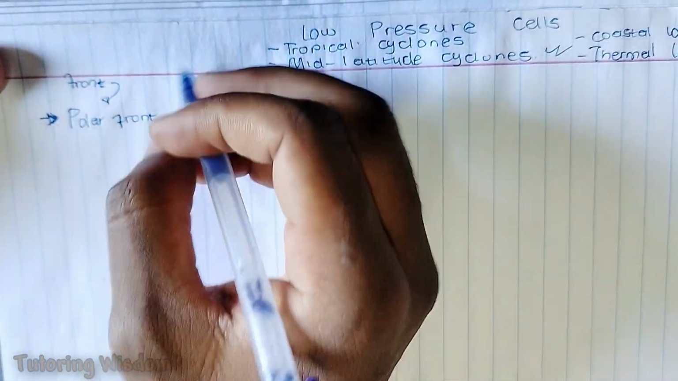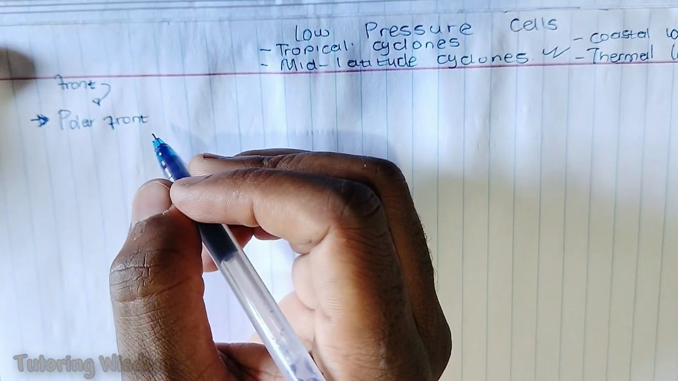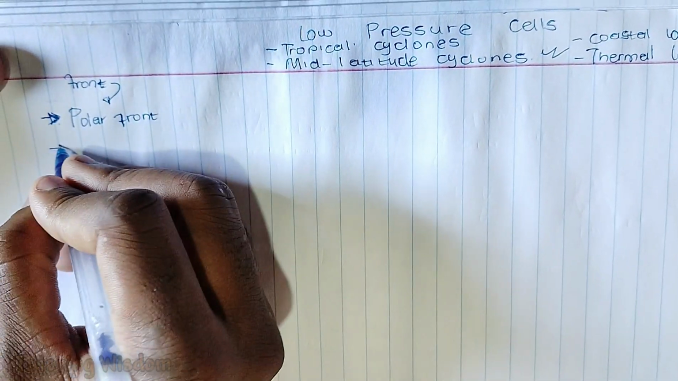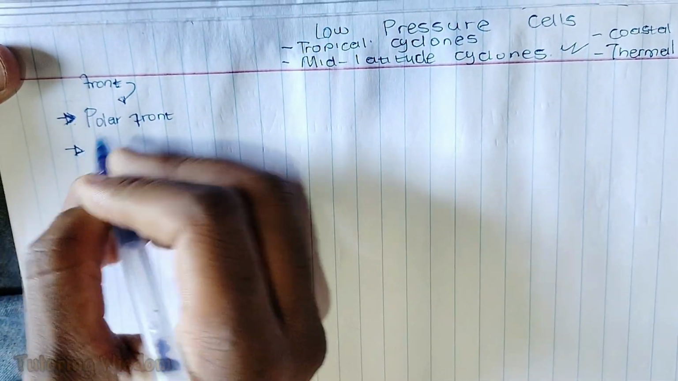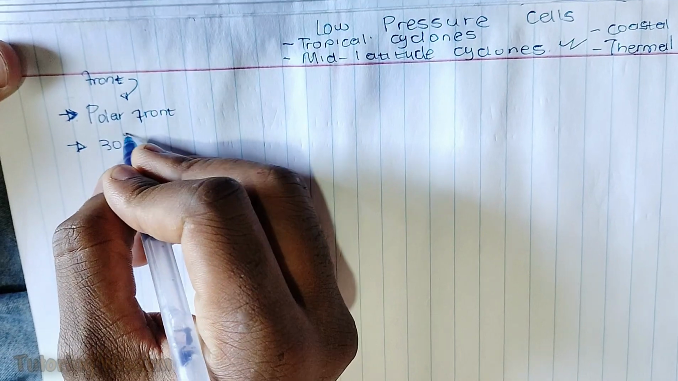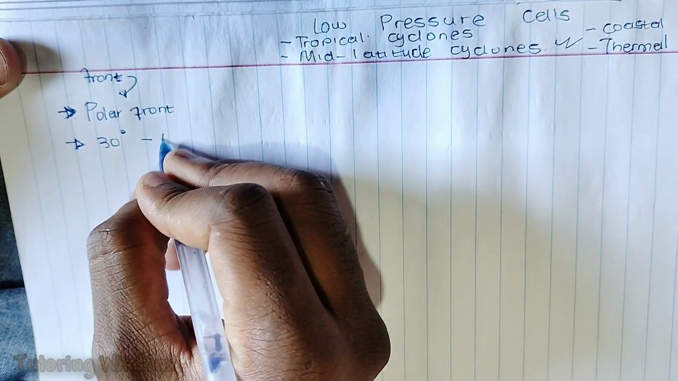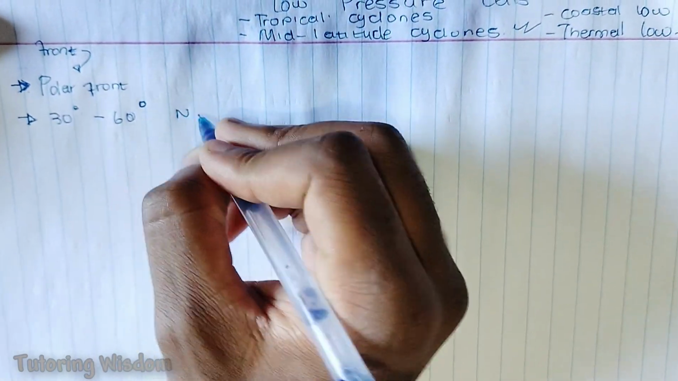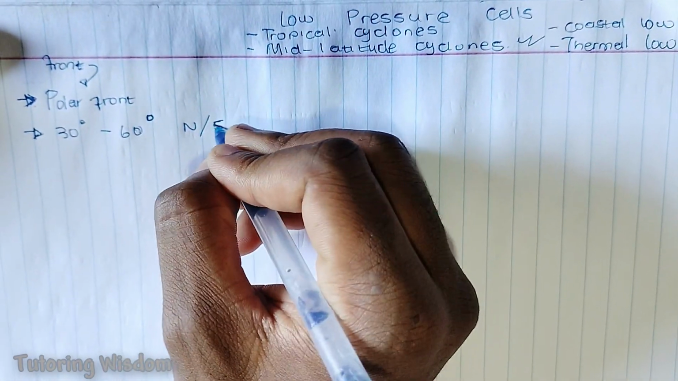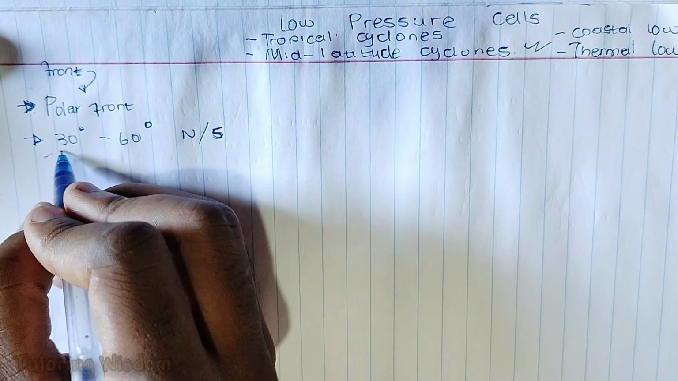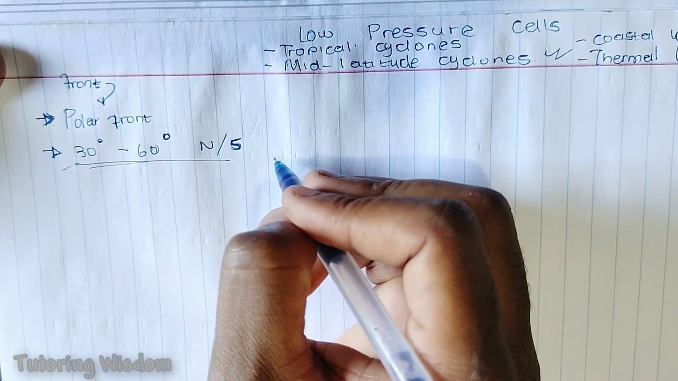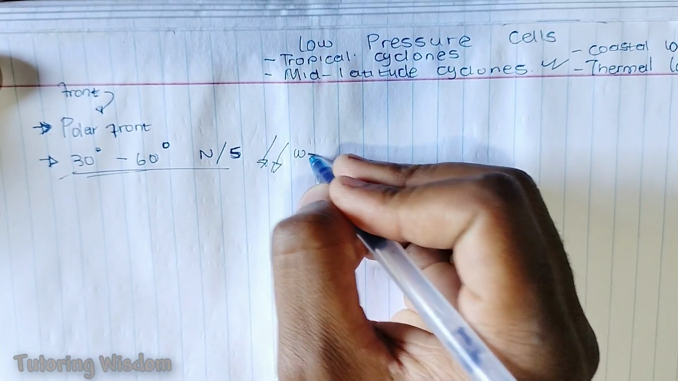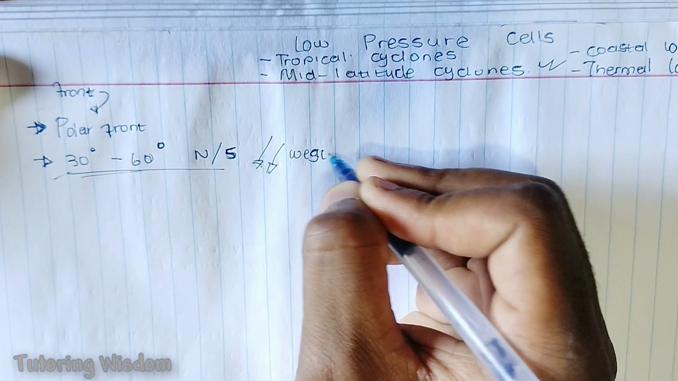Now remember, we will be talking about your latitude and longitude. On which line of latitude? Mid-latitude cyclones form between 30 degrees to 60 degrees north or south. So that's where mid-latitude cyclones form. They form in the westerlies. They are driven by your westerlies.